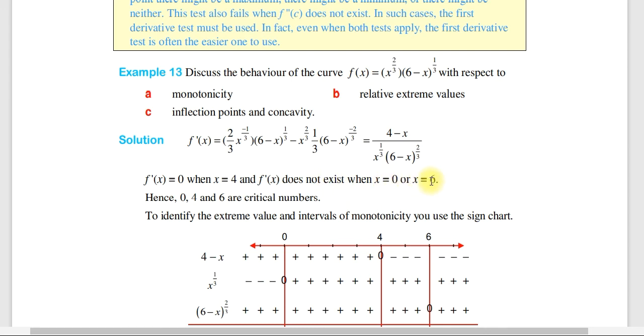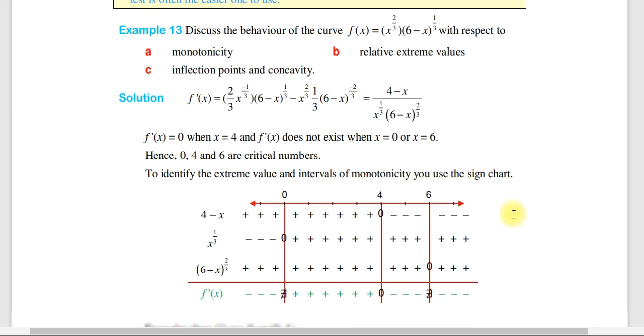አሁን እንግዲህ 0፣ 4፣ 6 ምን ይባላሉ? ክሪቲካል ነምበር ይባላሉ። 4 ፋንክሽኑን 0 የሚያደርገው ነው፣ 0 እና 6 ደግሞ doesn't exist ወይም undefined የሚያደርጉት ቁጥሮች ናቸው። ስለዚህ እነዚህን ክሪቲካል ነምበር እንላቸዋለን። To identify the extreme value and interval of monotonicity, you use a sign chart.